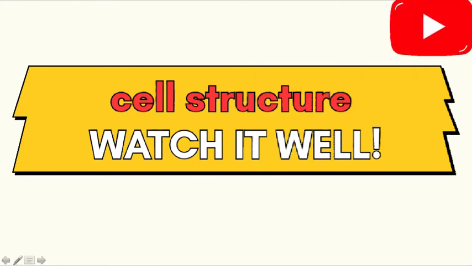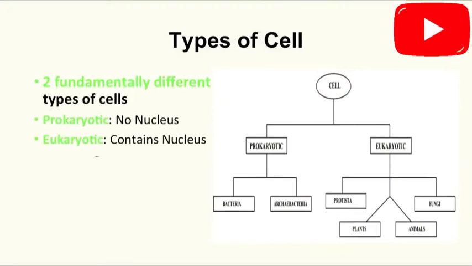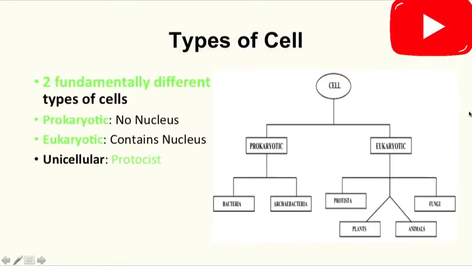Today we're going to be carrying on the A-level biology revision series, and this is part 2, and today's topic is on cell structure. So let's get started. The first thing which we need to do is to distinguish the types of cells. Now it can be categorized into two main groups.